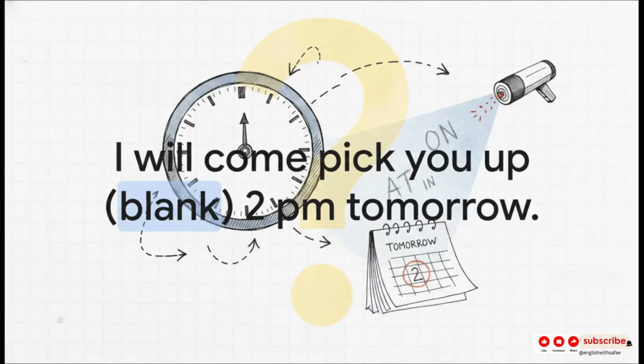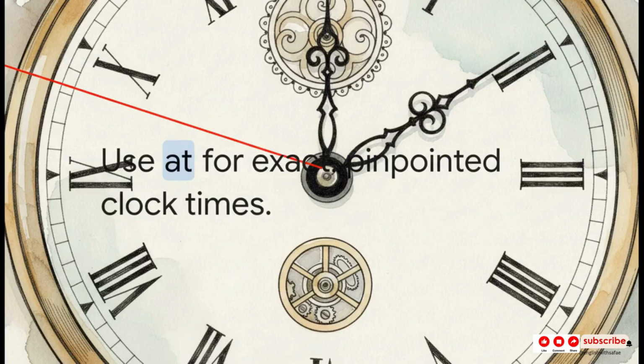All right, question 3. I will come to pick you up blank 2 p.m. tomorrow. Okay, we are dealing with time again, but look really closely at the type of time here. What was our laser pointer preposition? Boom, the answer is at. I will come to pick you up at 2 p.m. tomorrow. At is absolutely the ultimate tool for those exact, pinpointed clock times.